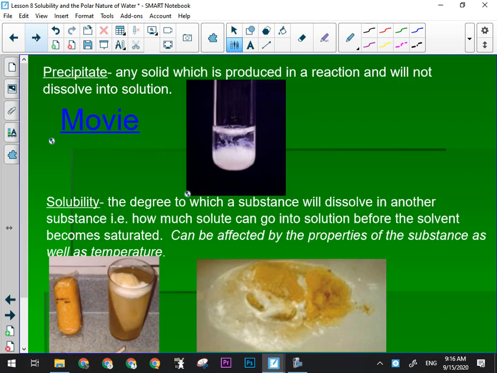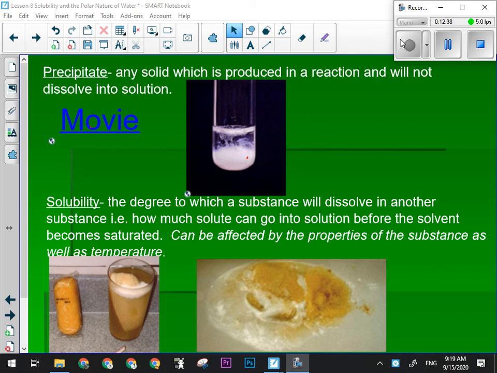So, precipitate: any solid that's produced in a reaction and will not dissolve into solution. I'm going to show you just a quick video of what that looks like in a second. You can see the picture here. We've got the precipitate at the bottom. That is not a puddle of vomit at the bottom. I'll talk about what that is. So, in terms of solubility, precipitates, etc., you kind of see how this works.